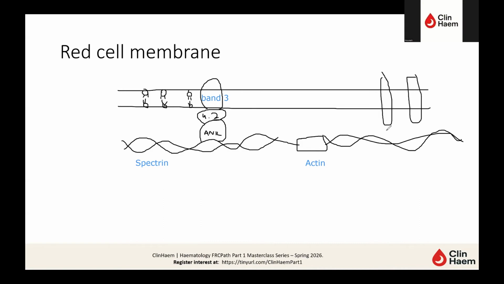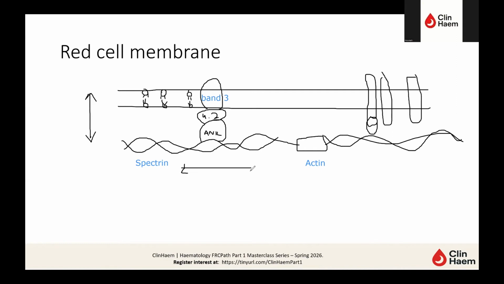Okay. And of course, there are other proteins as well which are going to help link spectrin there, but these are more important for our talk. Now, these are called the vertical connections. These 3 are vertical connections. And this spectrin-actin is called the horizontal connection.